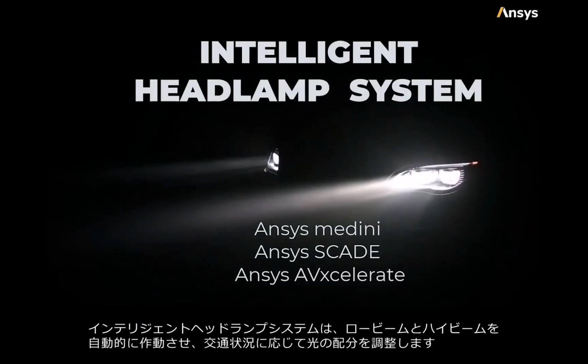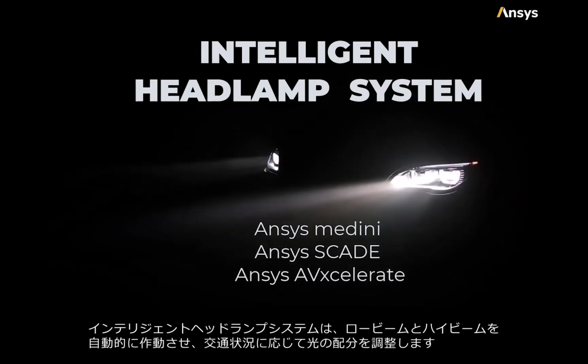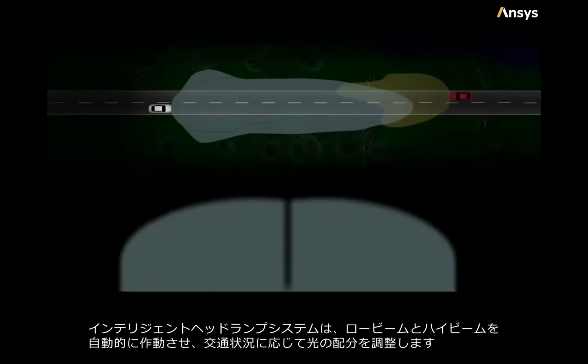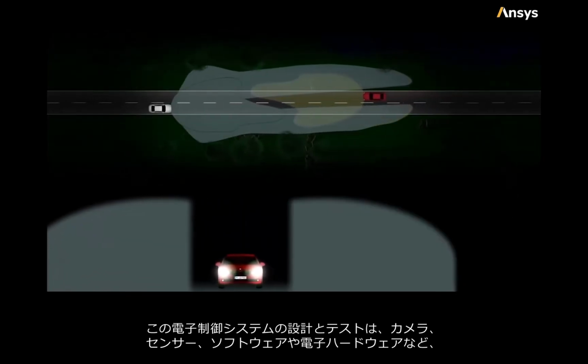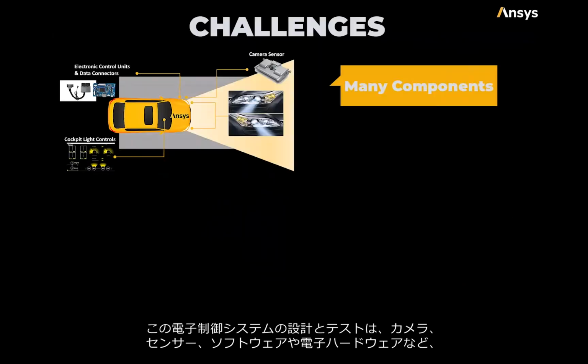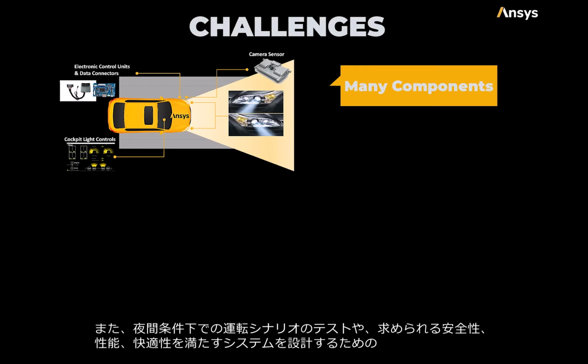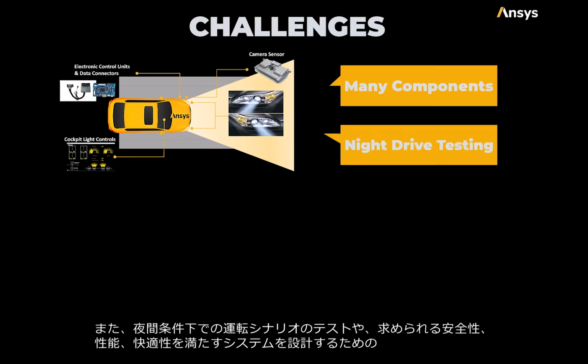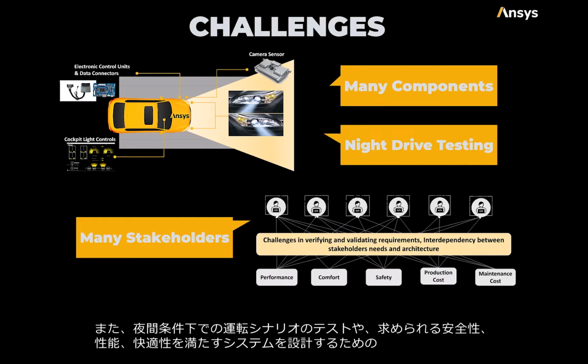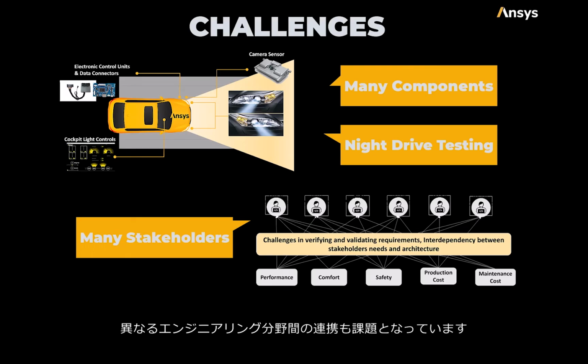The intelligent headlamp system automatically activates the low and high beam and adapts the light distribution according to the traffic situation. This electronically controlled system is challenging to design and test because of the complexity and number of interconnected system components, such as cameras, software, and electronic hardware. Other challenges include testing drive scenarios in night conditions and the collaboration between different engineering disciplines to design systems that meet the required safety, performance, and comfort.